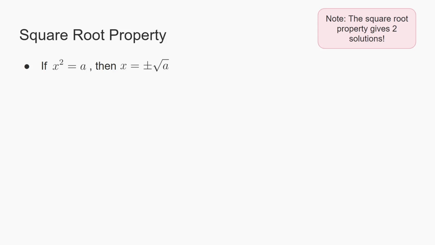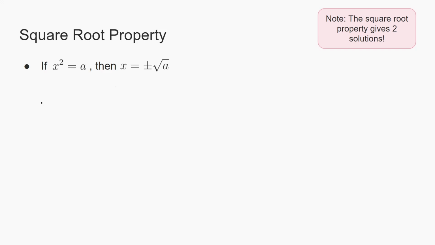The square root property states that if x squared equals a, then x equals plus or minus the square root of a. Note that this property gives us two solutions because of this plus or minus. The reason we have this plus or minus here is because the square root always gives a positive answer. But if you square something, this x could be negative.